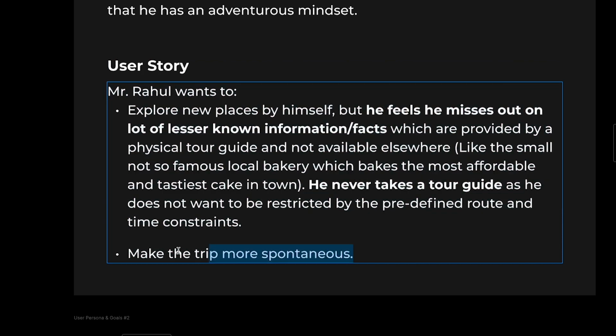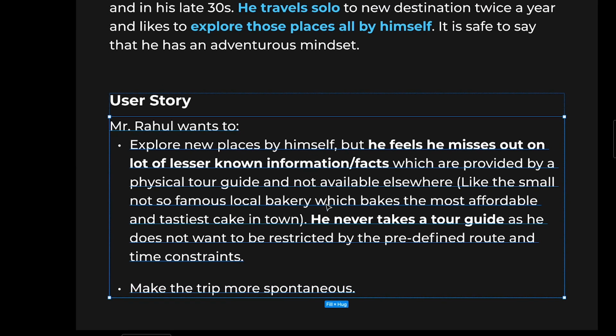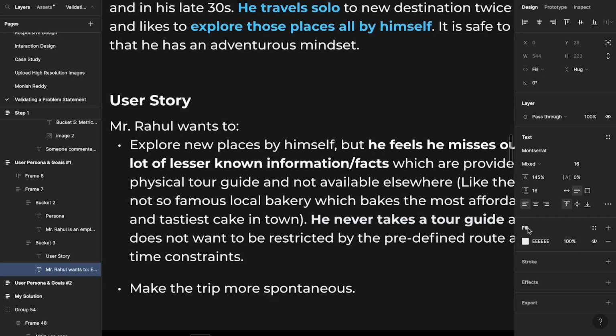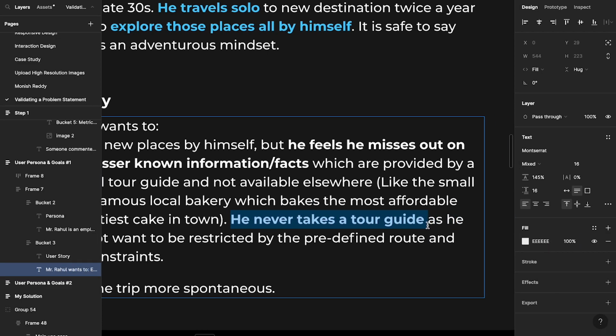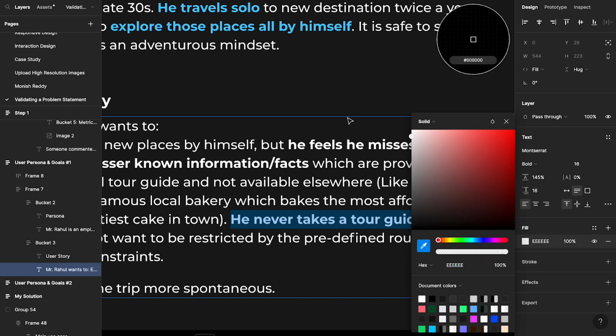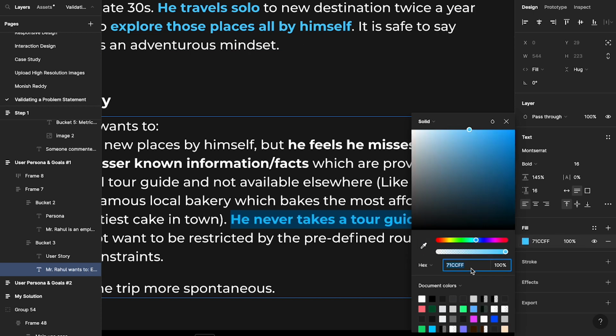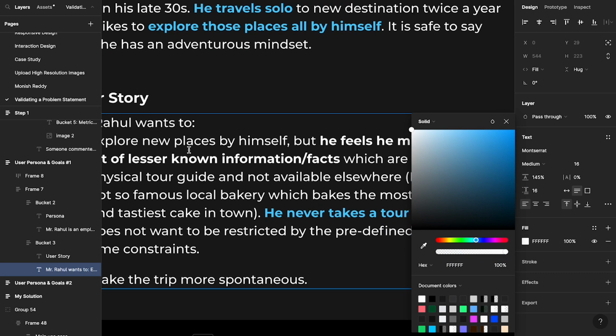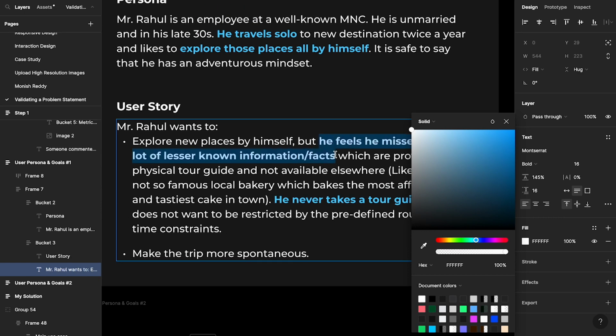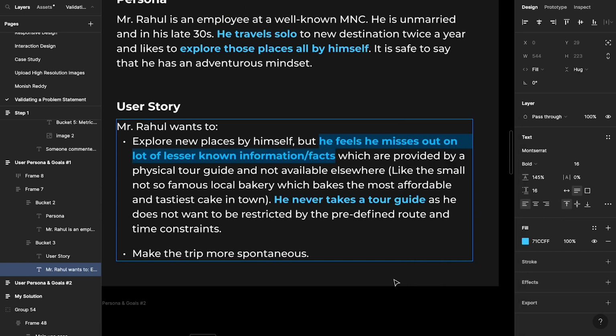And the second one is make the trip very spontaneous. This is quite vague in nature, to be honest. So I really don't know what this means. So I'm just going to skip this. Right? So this is Mr. Rahul, right? So he never takes a tour guide. I'm going to highlight this as well so that we can quickly see it. Highlight, right? I'm going to quickly change the color. All right. I'm going to copy this and then he feels he's missing out. All right. That's cool.